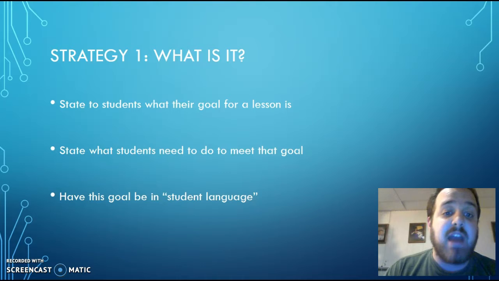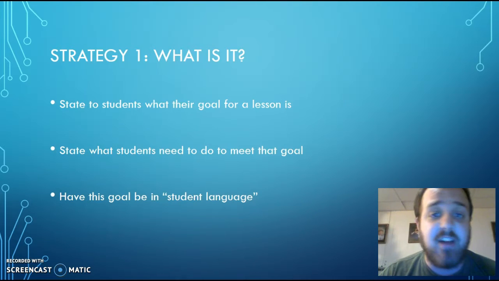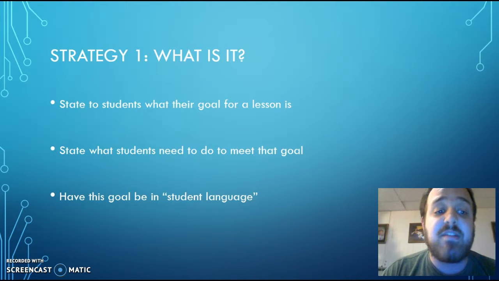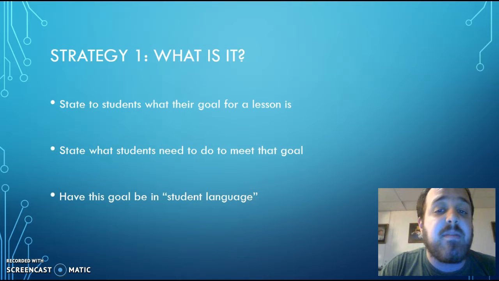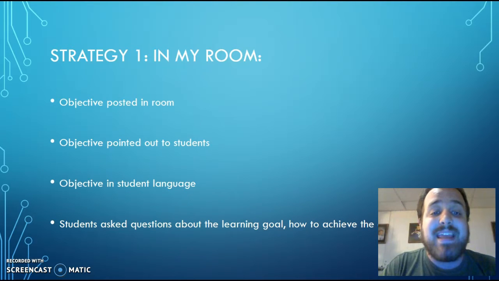The first strategy, strategy 1, is all about stating to students what the goal of your lesson is, basically telling them, hey, this is what it is. Don't keep it a secret. You want to tell them what they need to do to meet that goal, what their learning objective is, and then make sure that your goal is something that students understand. Make sure it's something that they can get into.